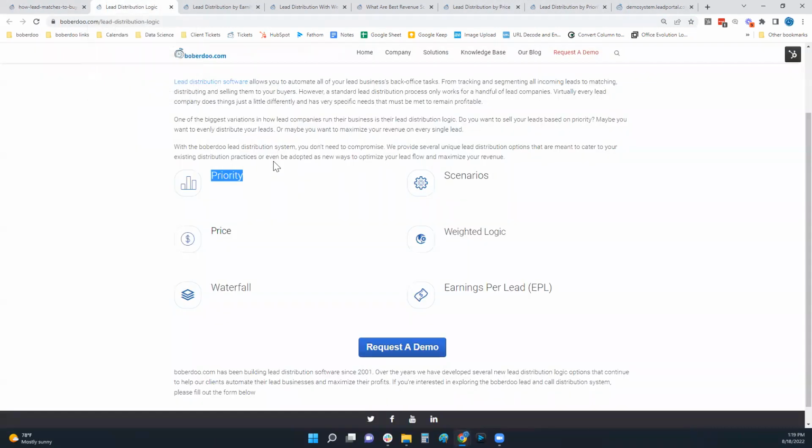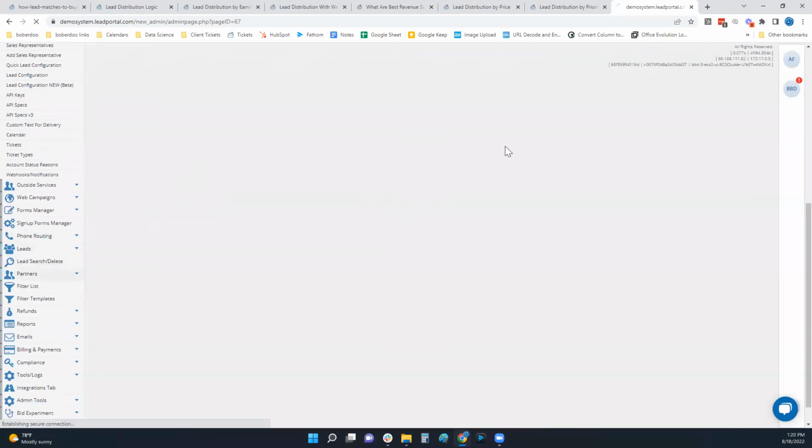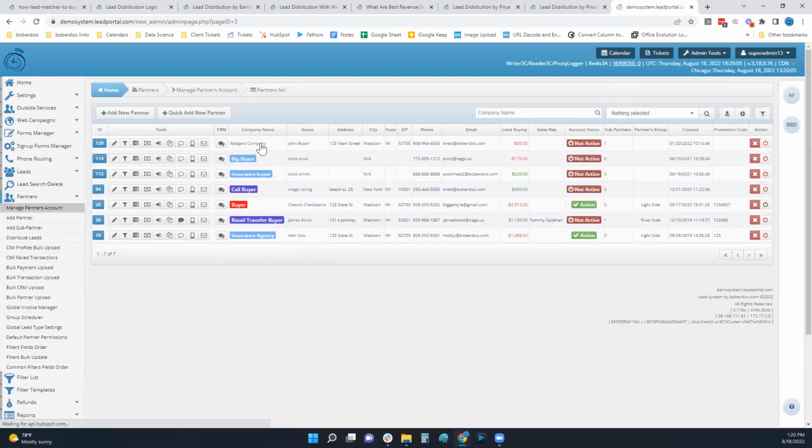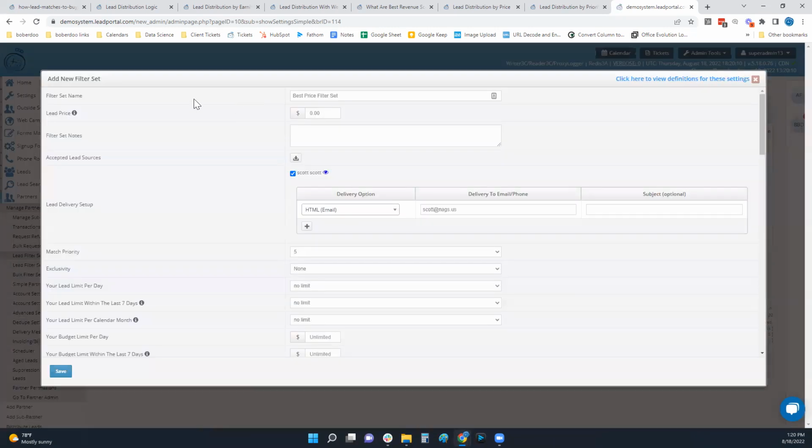So coming back here, we're going to go to the system to just take a look at some of the options because there are some UI differences. Again, we're going to go into this demo system and just take a look at some of the filter sets. So first we have just the best price filter set.